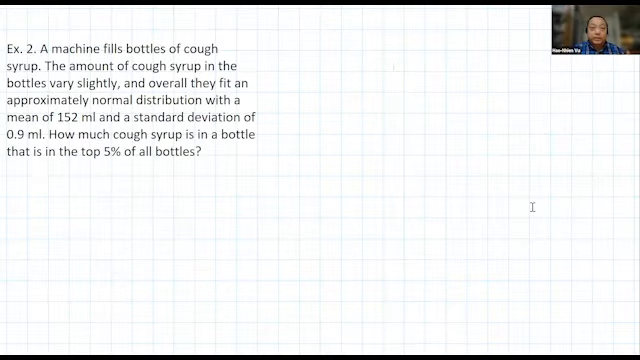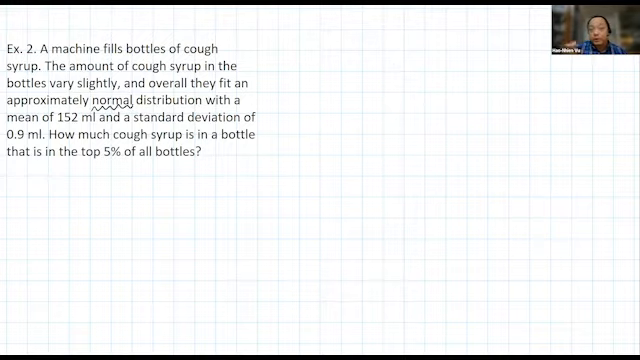All right, moving on. Let's do example 2. Same situation, a machine fills bottles of cough syrup. The amount of cough syrup in the bottles varies slightly, and overall they fit in approximately normal distribution with a mean of 152 ml and a standard deviation of 0.9 ml. But the question is different. How much cough syrup is in a bottle that is in the top 5% of all bottles? It's a normal distribution problem.